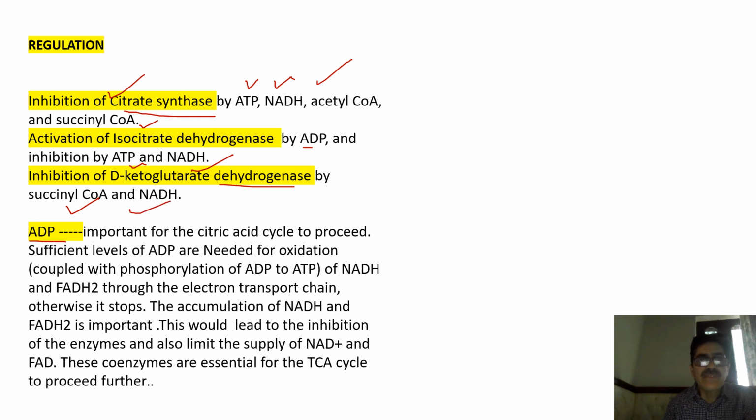Similarly, ADP plays a very important role in TCA cycle. If we have sufficient levels of ADP, because they are needed for oxidative phosphorylation of ADP to ATP, NADH and FADH2 through electron transport chain. Otherwise, it is stopped. You need to have a very good level of ADP in the reaction. Otherwise, this electron transport chain would get stopped. So the accumulation of NADH and FADH2 is also very important, because this would lead to inhibition of all these enzymes and limit the supply of NAD plus and FAD. So these steps are important for the regulation of TCA cycle.